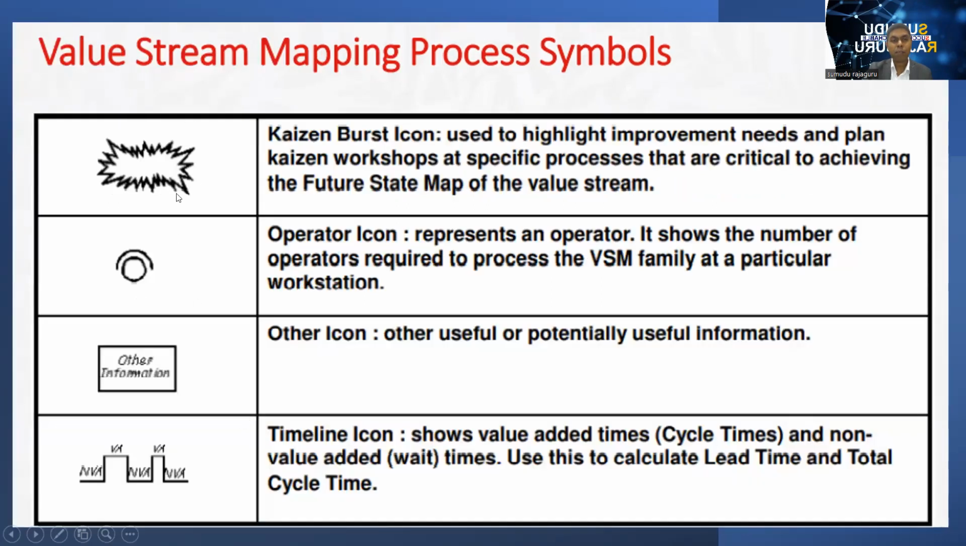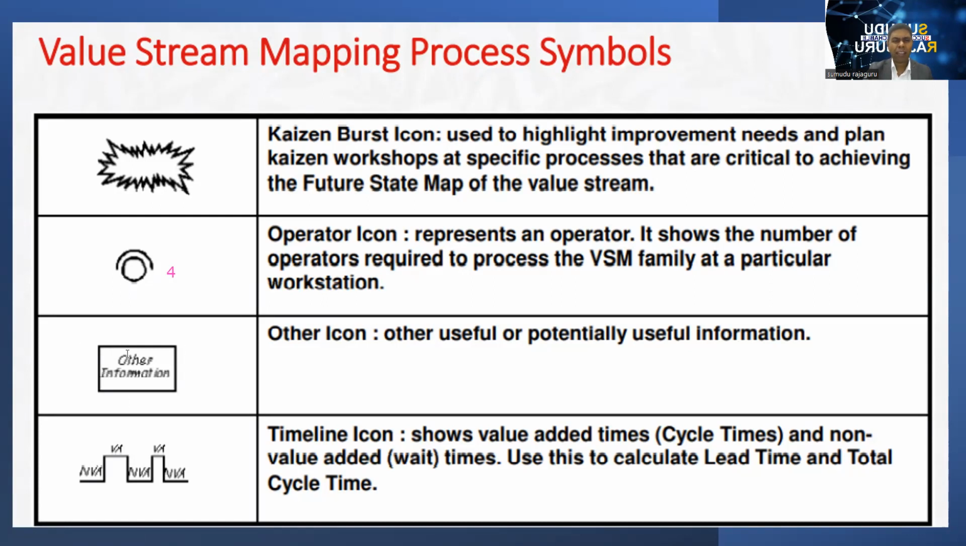This is called the Kaizen burst icon. Or we can say Kaizen blitz. After we draw the current value stream map and identify the improvement opportunities, we have to draw this kind of Kaizen blitz to show there is an improvement opportunity there. This is called the operator icon. We can put this kind of icon with any process and write down the number. For example, if we write 4 here, it means there are 4 members working in this operation.